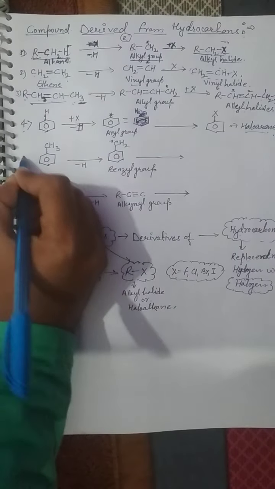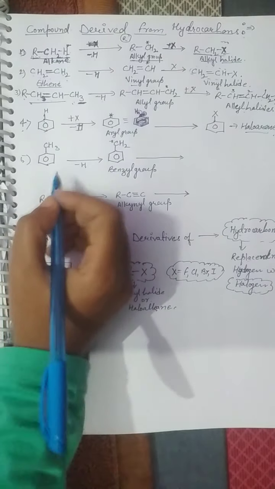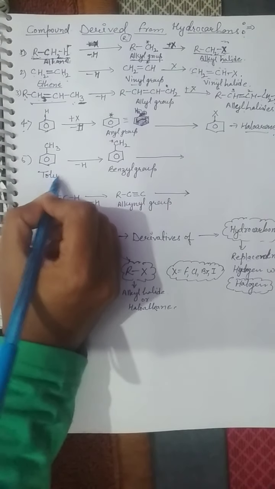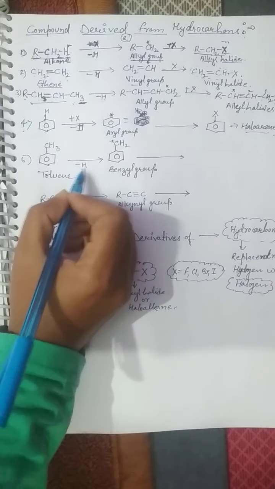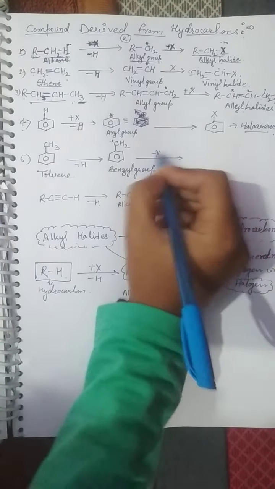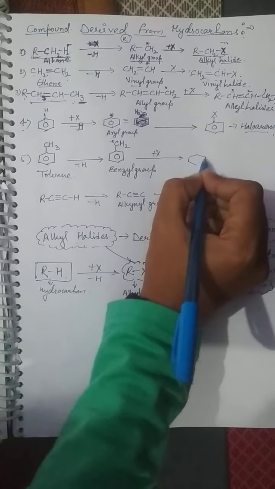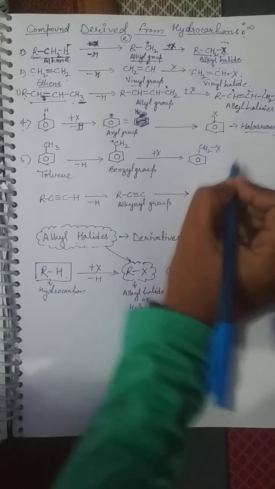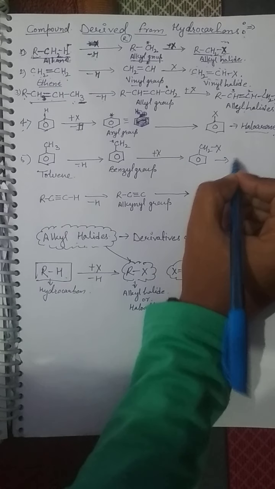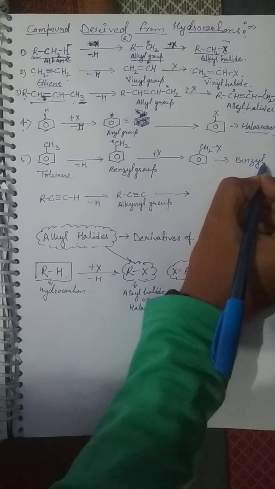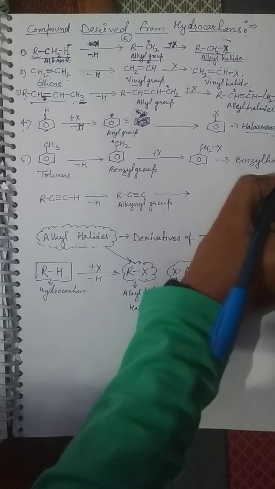Now we have the next example, that is toluene. In this case, if we replace hydrogen with the halogen group, it leads to the formation of CH2X, and this compound is called the benzyl halide.